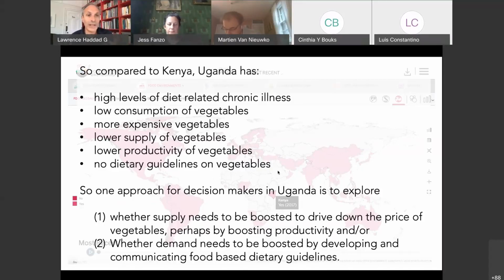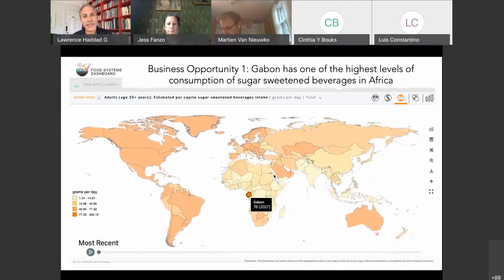So that's sort of one example, and these neighbor examples are always very powerful with national level policymakers. But there's also opportunities for businesses, and I've picked a slightly unusual country in Africa, Gabon, but it has a food system typology that I think many other countries in Africa are going to be gravitating towards. So it's useful to look at it.